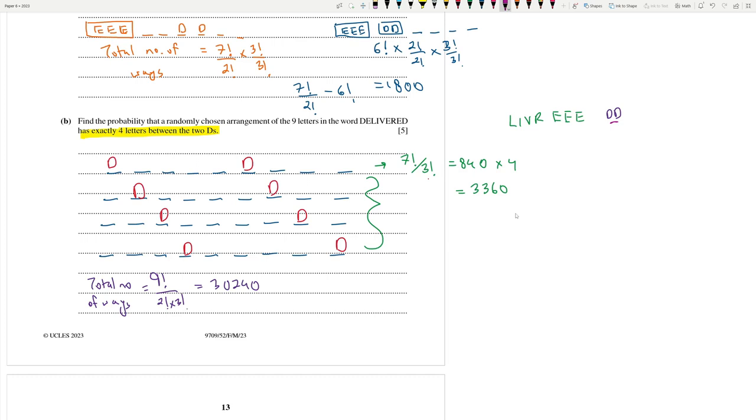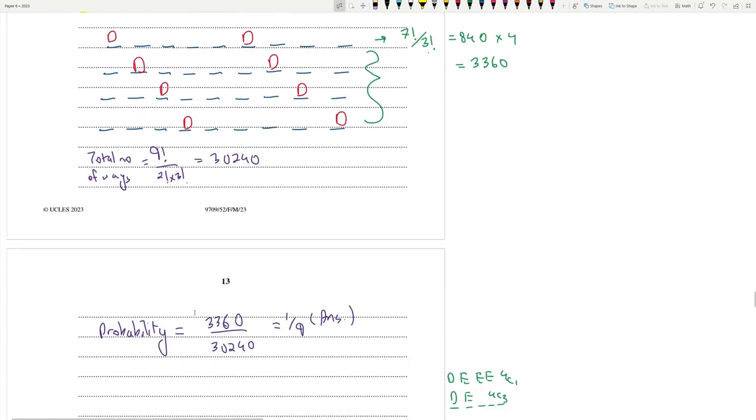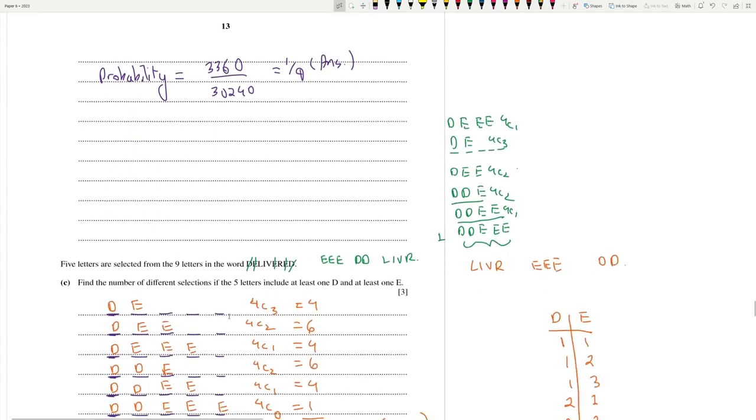That's a success. So careful about the word probability. If you have this, you need to divide by the total number of ways, which is 9 factorial divided by 2 factorial for the D's and 3 factorial for the E's. So that's 30240. So for probability, success divided by all possible events, which is 1 by 9.